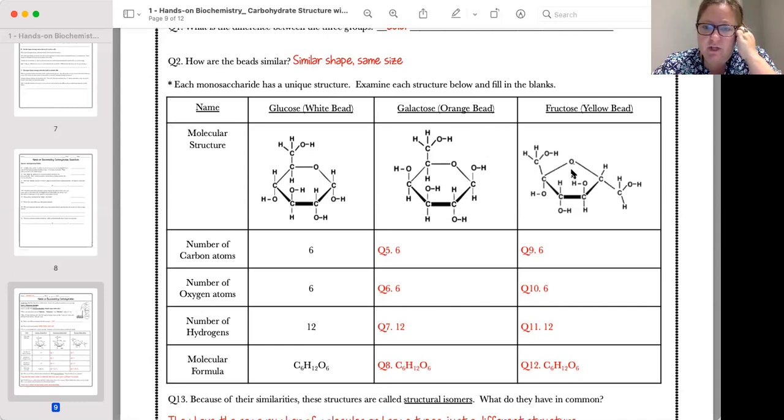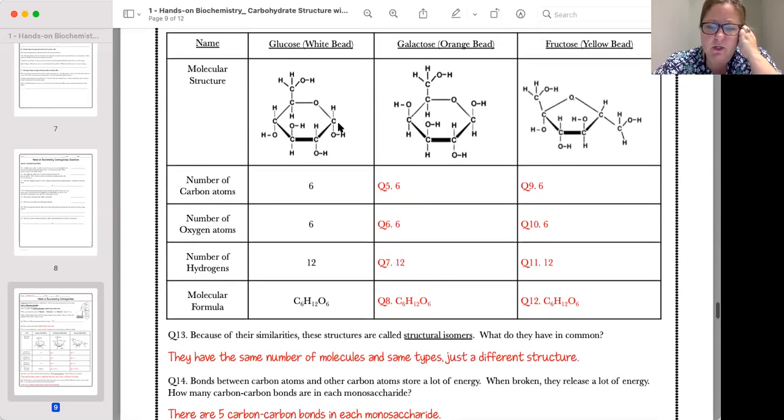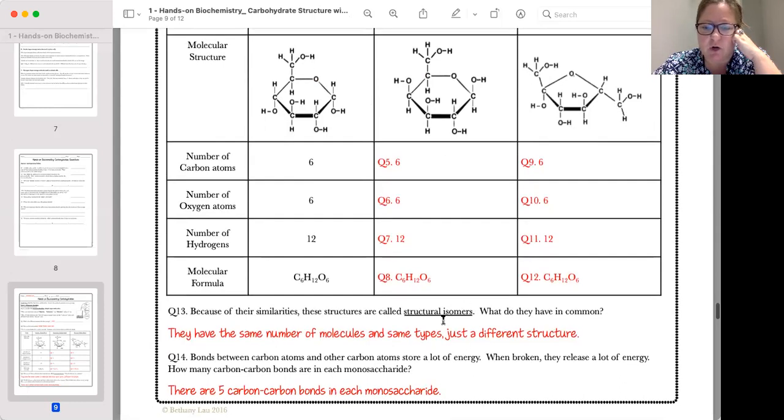Then if we look at fructose, we see some major differences with fructose in the structure. However, it's still 6 carbons, 6 oxygens, and 12 hydrogens, so it's still C6H12O6. Now, we call all of these isomers because they have the same molecular formula. So they have the same number of atoms, the same type, but the structure is different. That's called an isomer, and that's a vocabulary word.